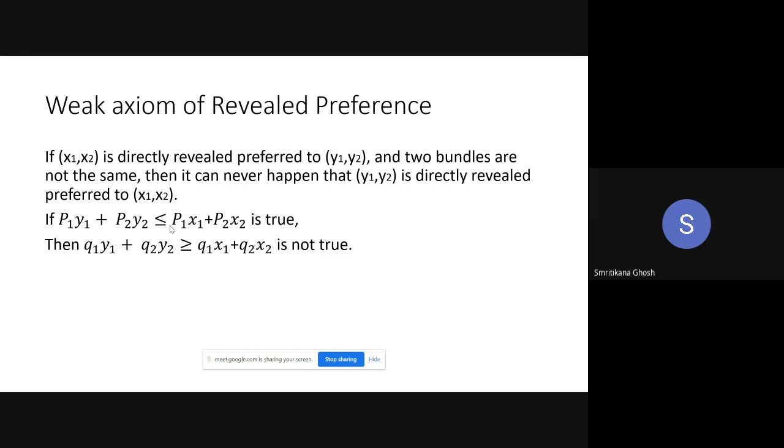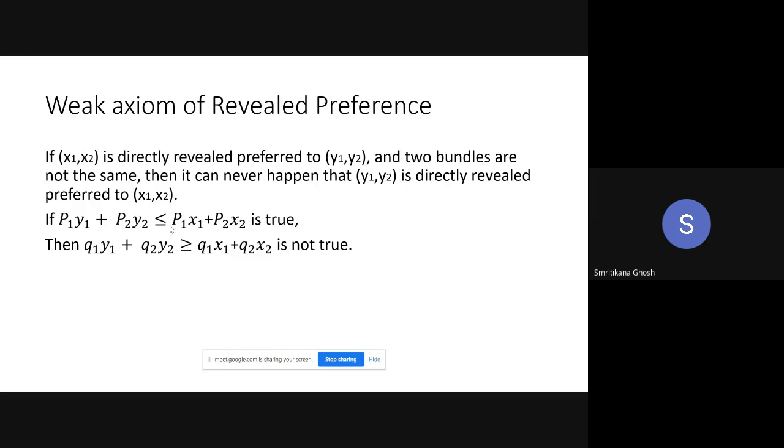Okay. If the first is true, then the second is false. Ma'am, if the first one comes equal, meaning P1 Y1 plus P2 Y2 equals P1 X1 plus P2 X2, what will happen to the second one then? If the first one is false, not false, equal. Not less, but equal. Okay, in that case, you are indifferent between x1, x2, and y1, y2.